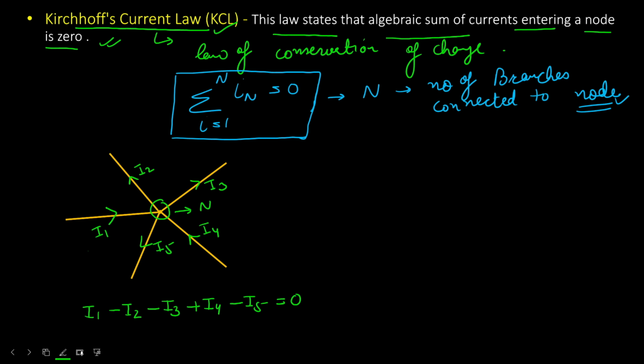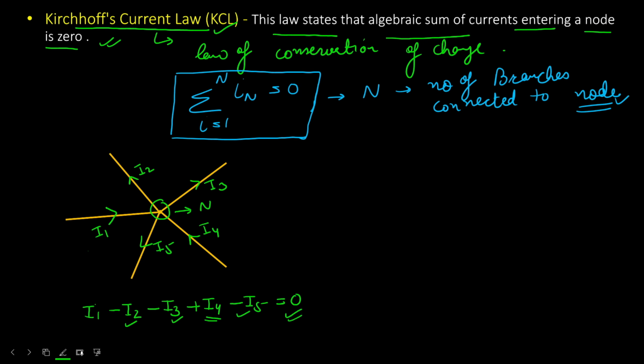Why is a negative sign applied to I2, I3 and I5? The reason is that these currents are leaving the reference node n, whereas I1 and I4 are both entering this particular node. So the summation of these 5 currents will be equal to 0.